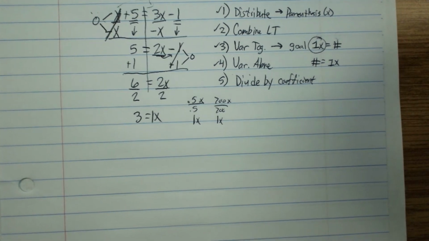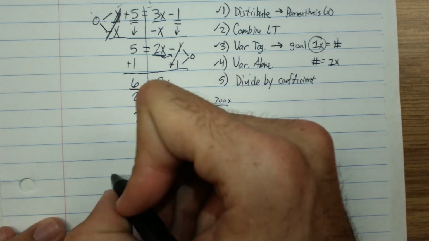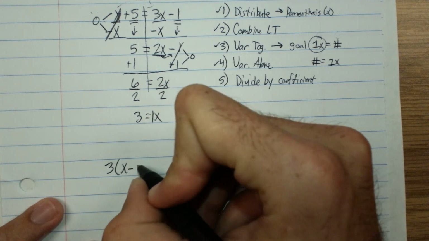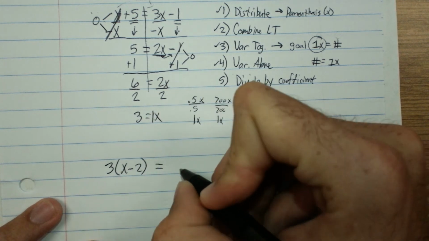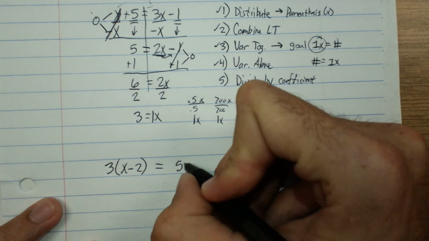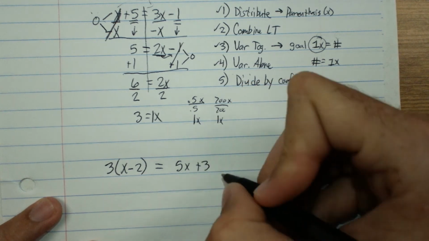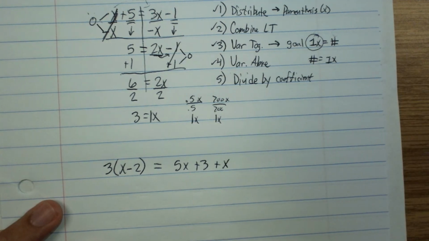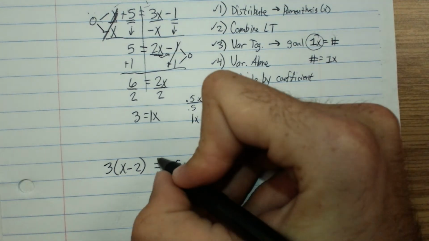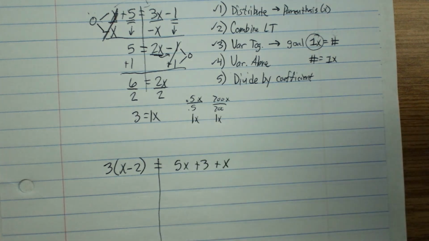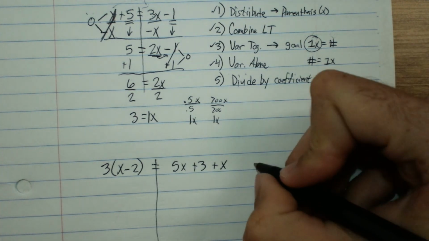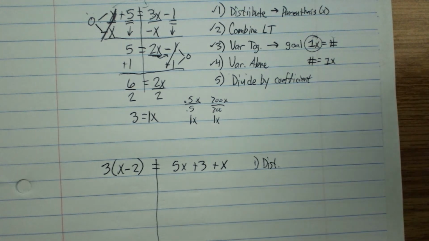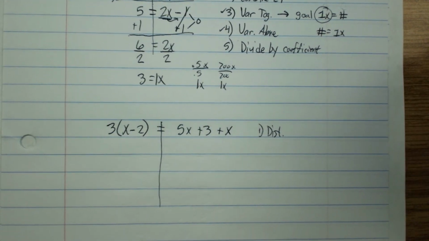All right, so now let's look at example 2. It's 3(x minus 2) equals 5x plus 3 plus x. I'm going to go ahead and draw my line down through there. Seems to help y'all out. Okay, number 1 is to distribute. Notice this time I do have parentheses, so I do need to distribute.